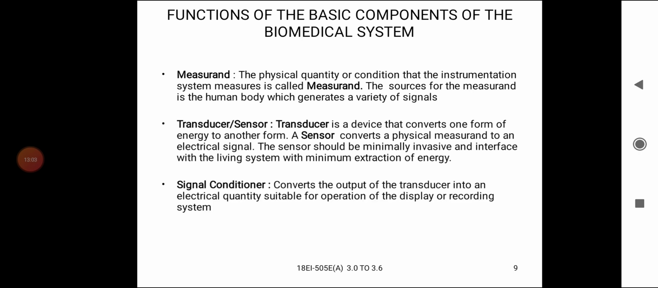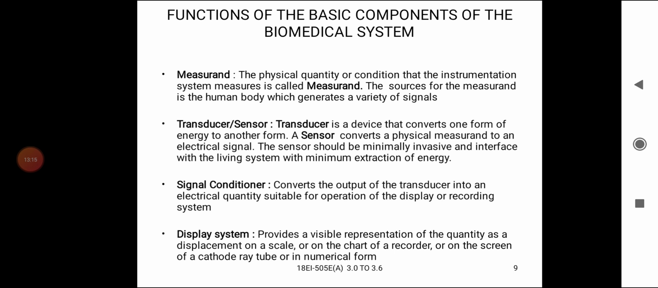Signal conditioner converts the output of the transducer into an electrical quantity for suitable operation of the display system or recording system. The display system provides a visible representation of the quantity as a displacement on a scale, on the chart of the recorder, on the screen of a cathode ray tube, or in numerical form.